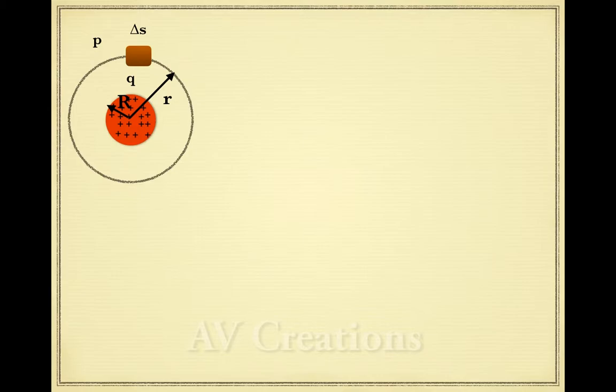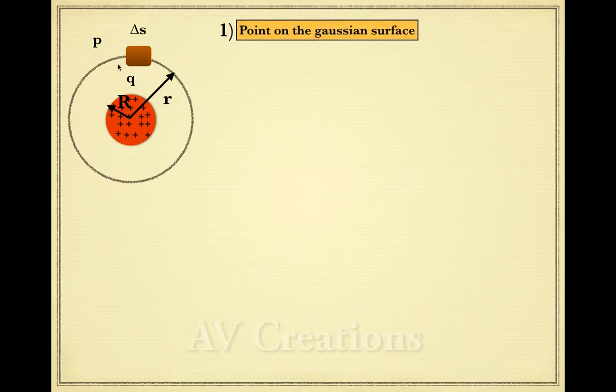Now we are going to find the expression for the electric field outside the shell. The point is on the Gaussian surface. This is the Gaussian surface and P is the point on it. Integral E delta s equal to q upon epsilon 0. No need to consider cos theta because the angle between E and delta s is 0, so cos 0 will be 1.